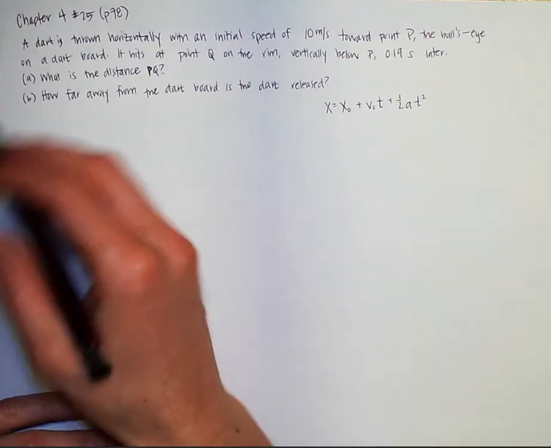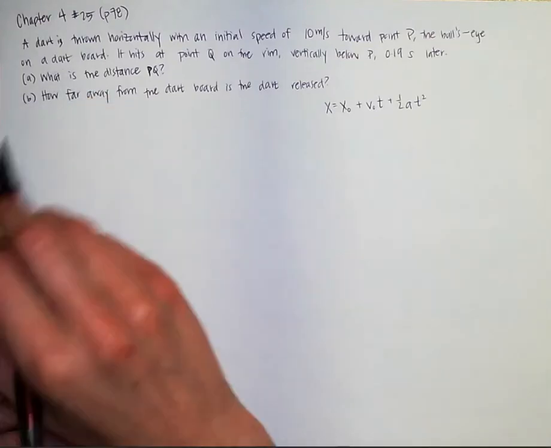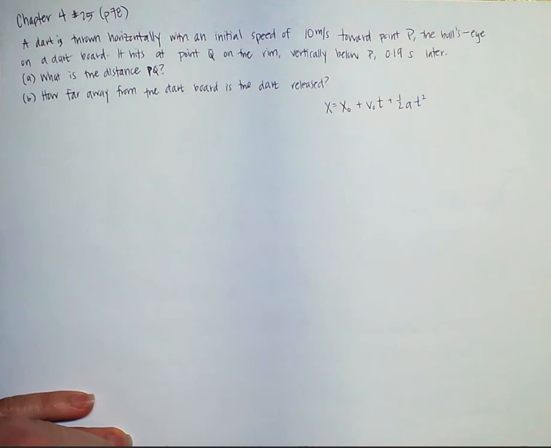This is chapter 4, problem number 25. And it says that a dart is thrown horizontally with an initial speed of 10 meters per second towards point P, the bullseye on a dartboard. It hits at point Q on the rim, vertically below P, 0.19 seconds later. What's the distance PQ? How far away from the dartboard is the dart released?